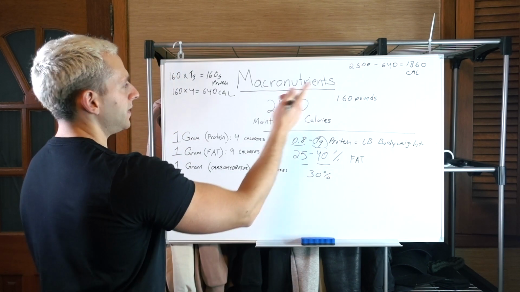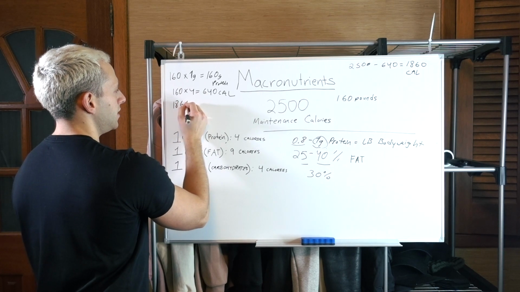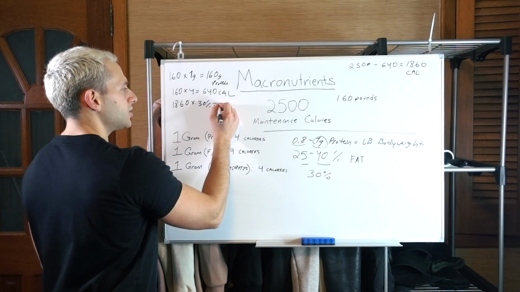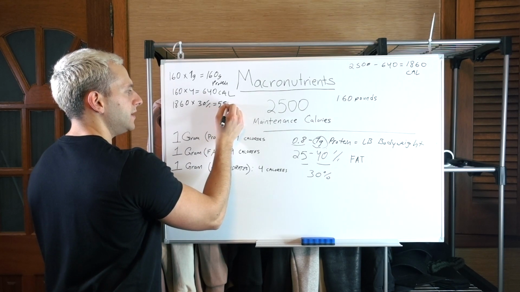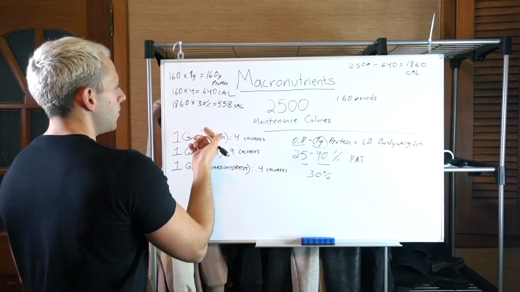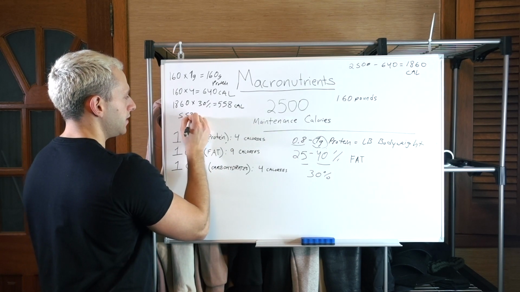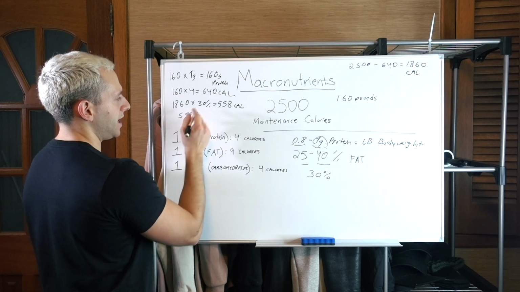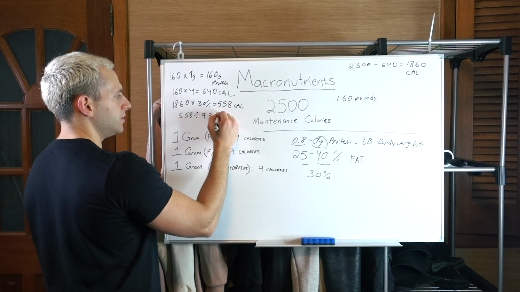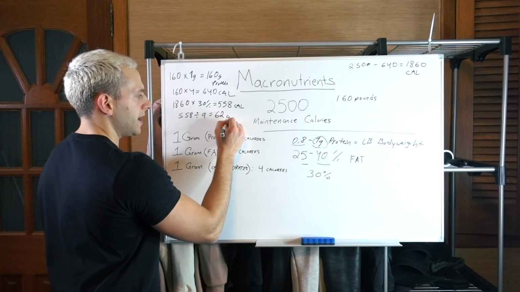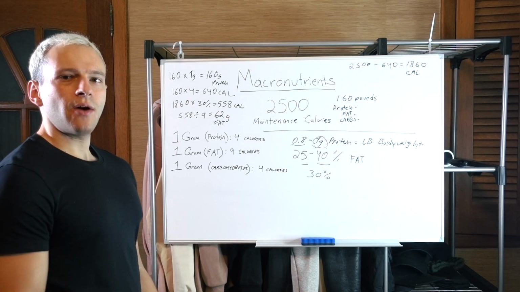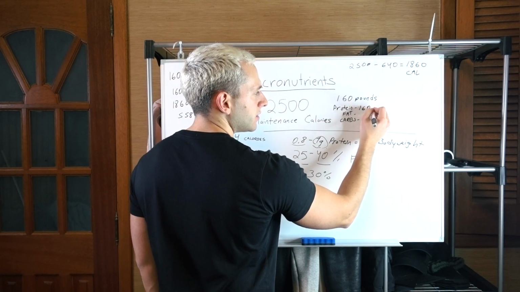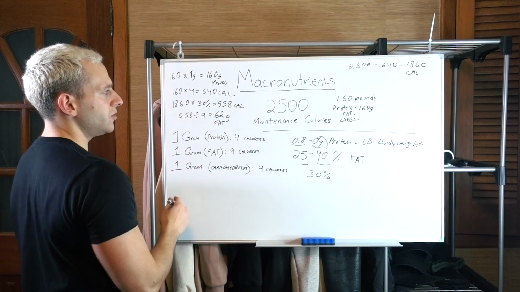We're going to take 1,860 times 30%, which is going to equal 558 calories. We're going to take 558 and divide it by 9 calories because 1 gram of fat is 9 calories. And it's going to equal 62 grams of fat. But now we know we have 160 grams of protein, so I'm going to go ahead and write it here. We know that we have 62 grams of fat.